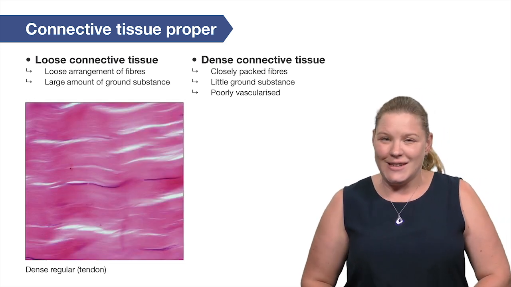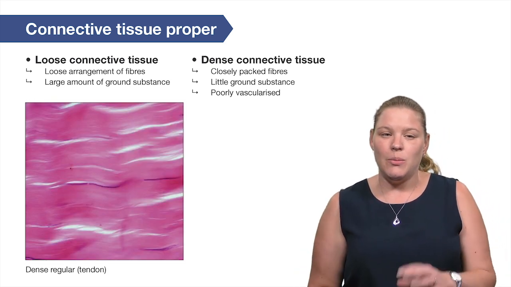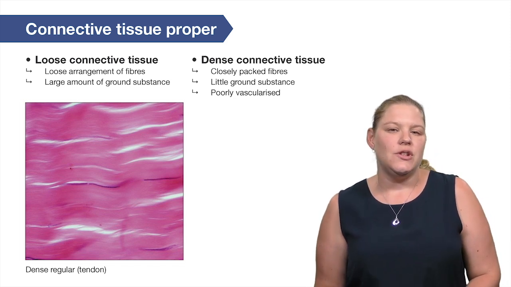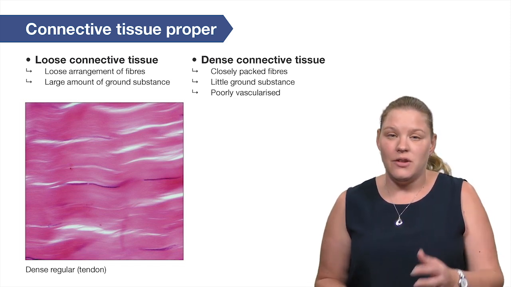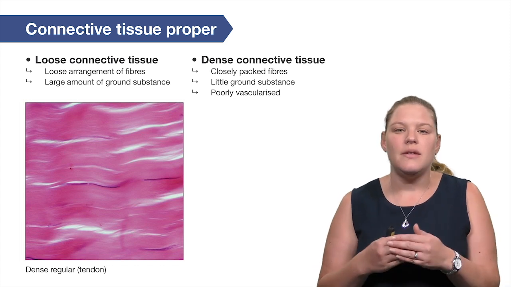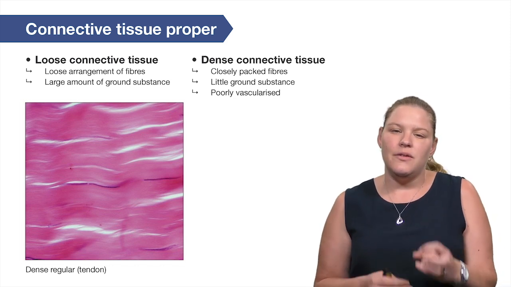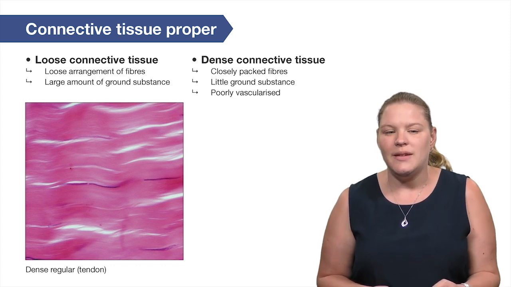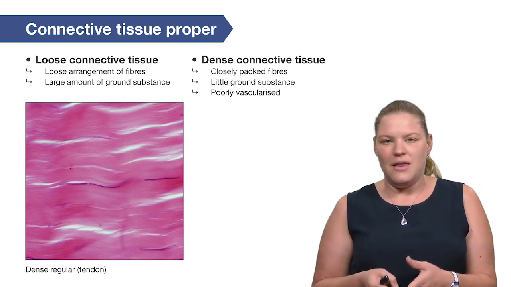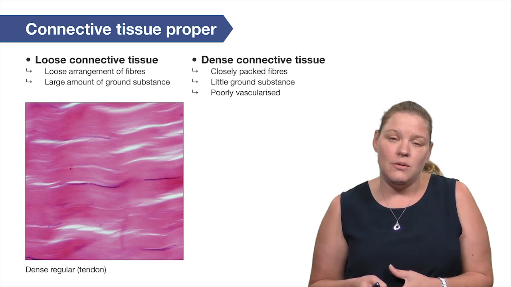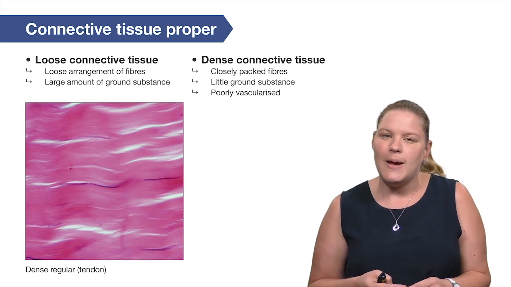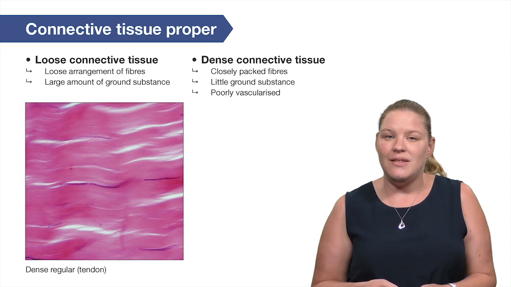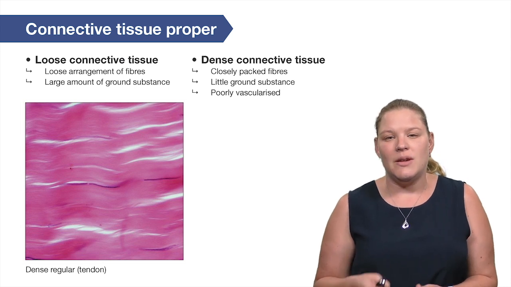We also have dense connective tissue in our body. So both of these, remember, are connective tissue proper. In dense connective tissue, the fibres, and it's actually collagen fibres, are really closely packed together. So there's very little room for the ground substance, very little room for the fluid itself. In contrast to the other materials, it is poorly vascularized, so it doesn't have a very good blood supply. An example of a dense connective tissue would be something like a tendon, which attaches muscles to bone.